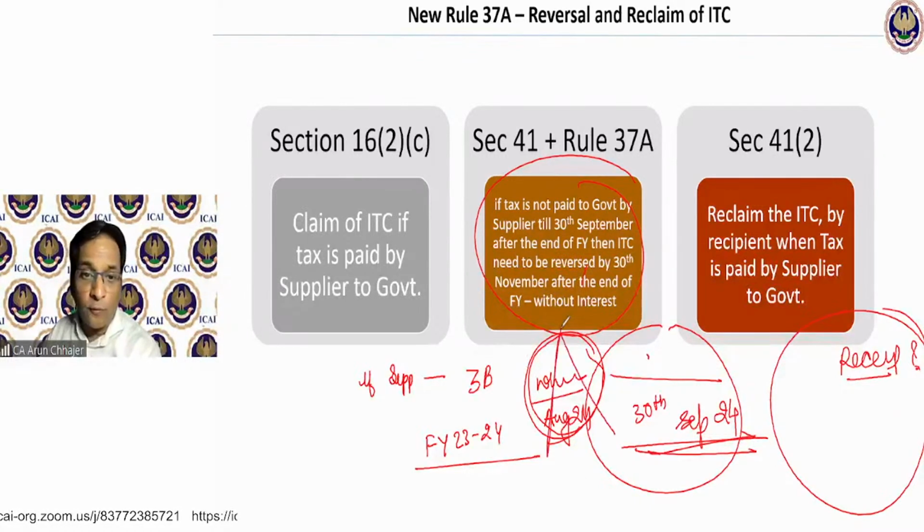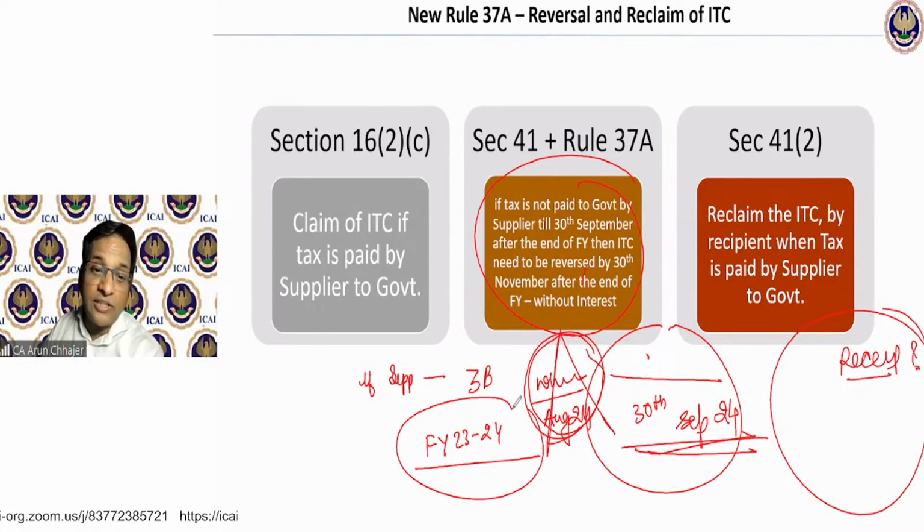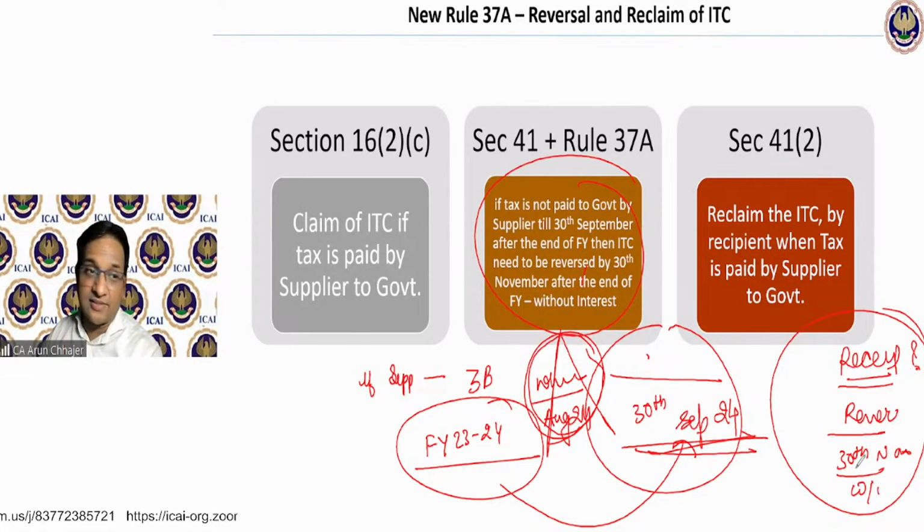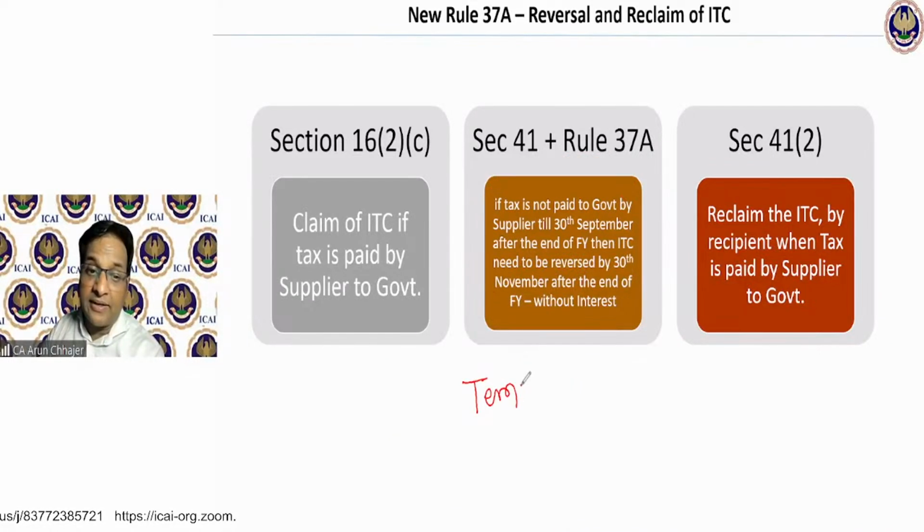No, no, no. They are talking about the financial year 23-24 GSTR 3B. Any GSTR 3B which is not furnished by 30th September after the end of the financial year, then the recipient needs to reverse the ITC by 30th November, and that is without interest. This is also a temporary reversal.